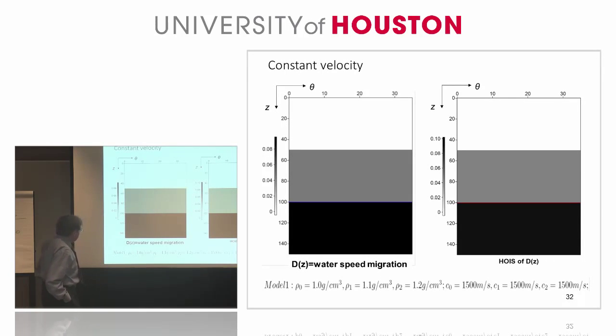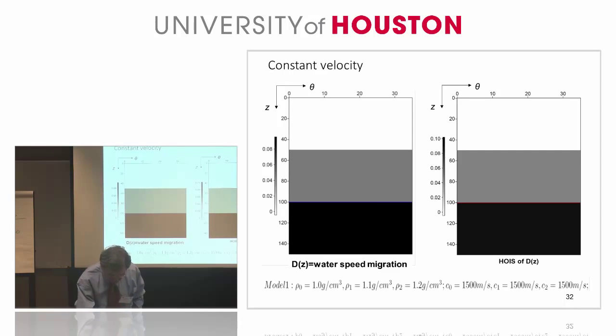Here we have density only changing, yes? No velocity change. Put it in the multi-parameter. The water speed image is this, and HOIS is the same. In other words, it doesn't get fooled. The water speed image is correct because only density is changing here. Understood? It shouldn't move, yes, from the water speed image. Then all the other cases.